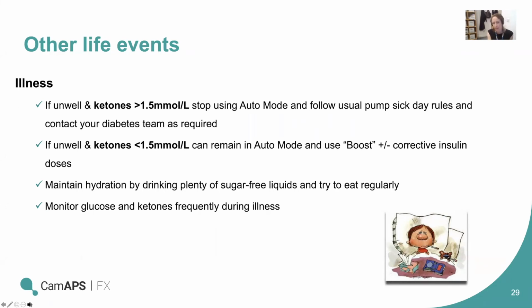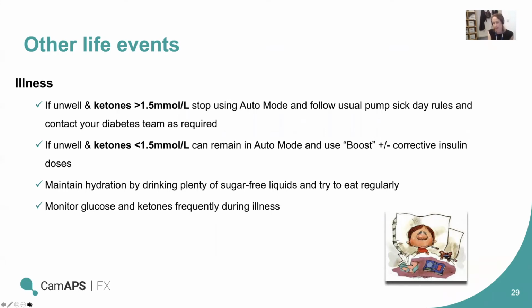If you're unwell and your ketones are less than 1.5, we often find that you can stay in auto mode and it will really ramp up insulin delivery. It could be quite aggressive in that, and you can use boost and also corrective insulin doses to ensure that you're getting enough insulin to really clear the ketones. For both situations, we'd advise maintaining hydration, drinking plenty of sugar-free liquids, trying to eat regularly, and keeping a really close eye on the glucose and ketones.